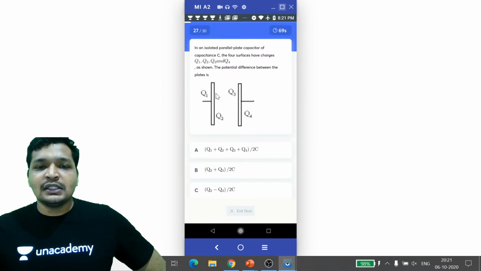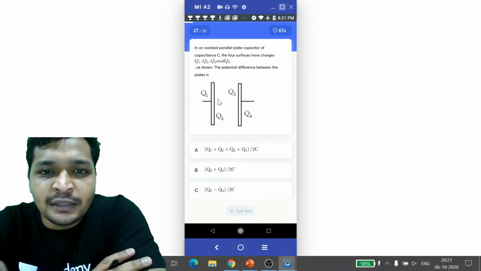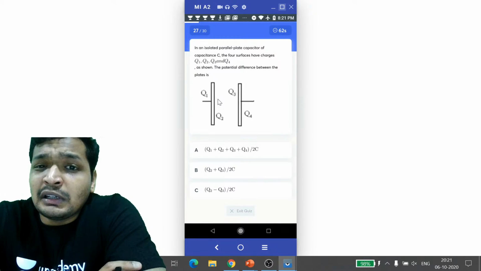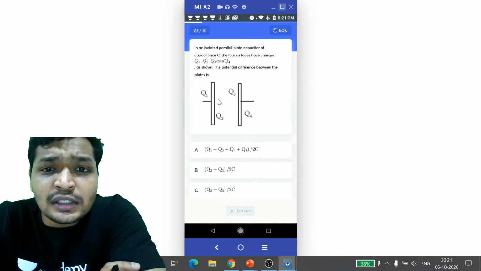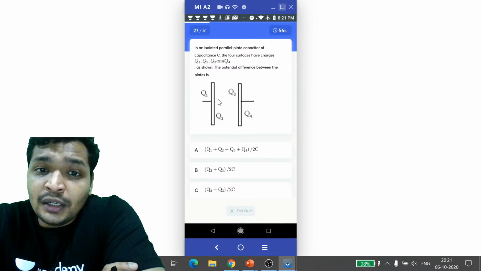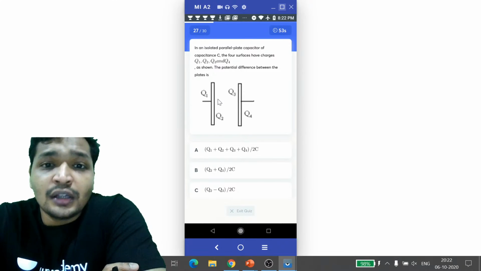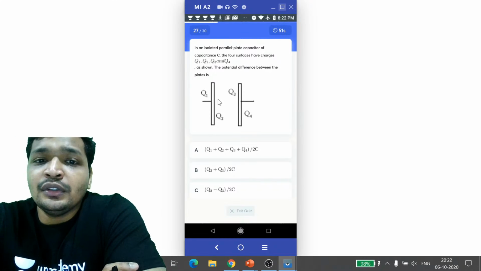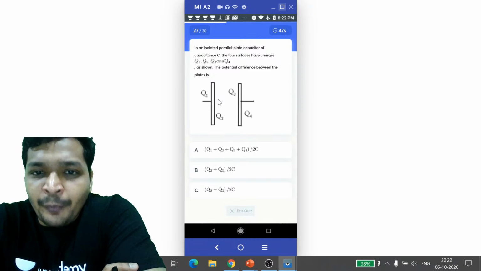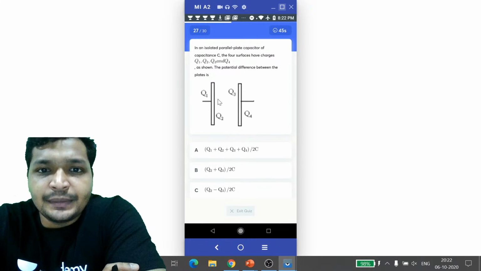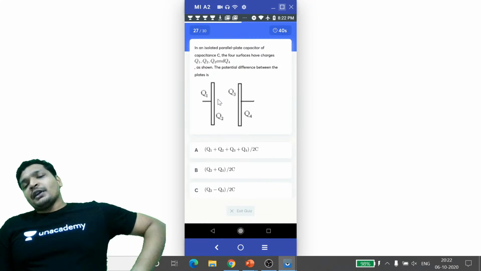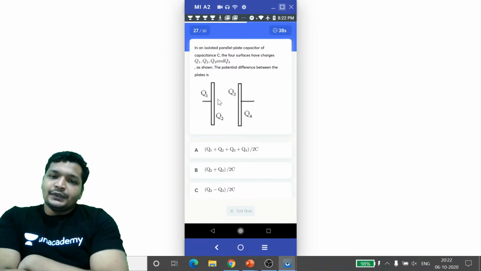Charge in both these places should be the same, but let me read the question. Never jump into the question just like that. In an isolated parallel plate capacitor of capacitance C, the four surfaces have charges Q1, Q2, Q3, Q4, as shown in the figure. And the potential difference between the plates is... a very interesting question, right? We have done a similar question. Do check it out.